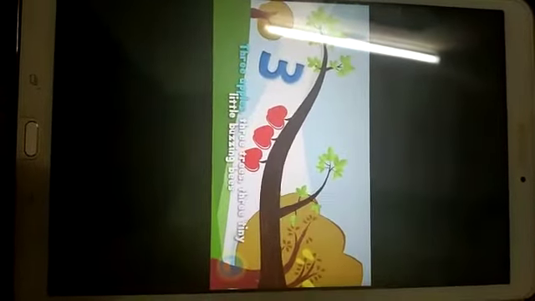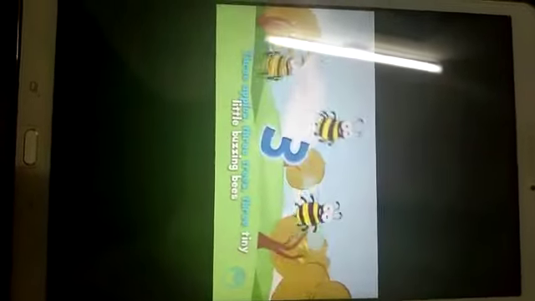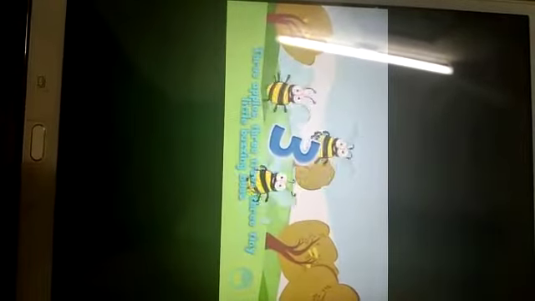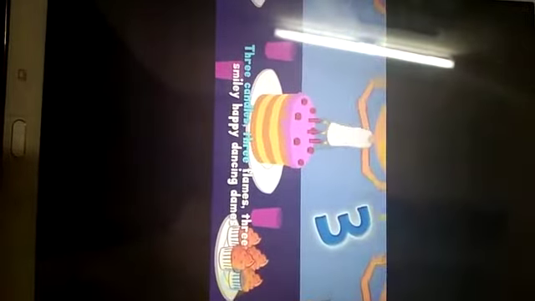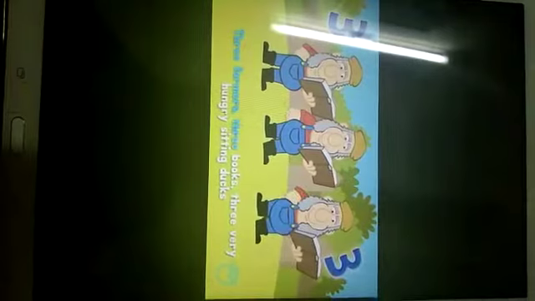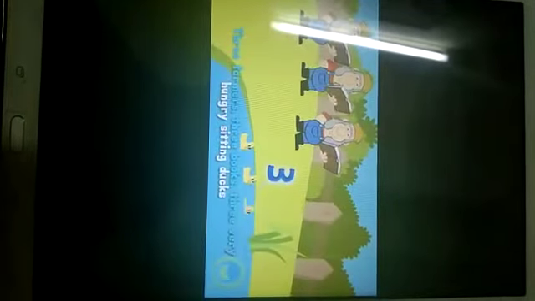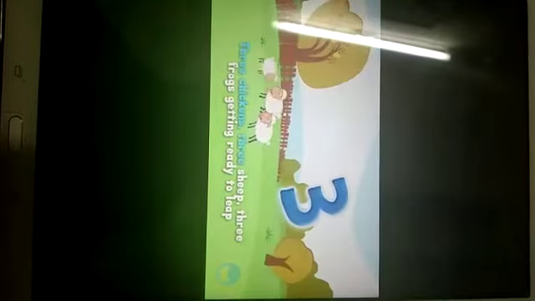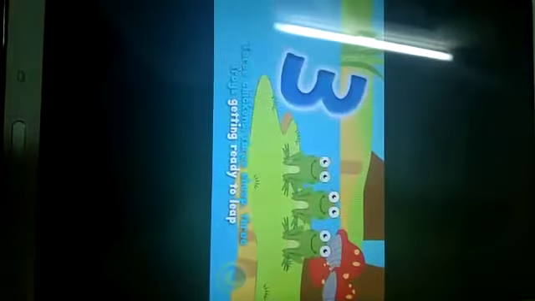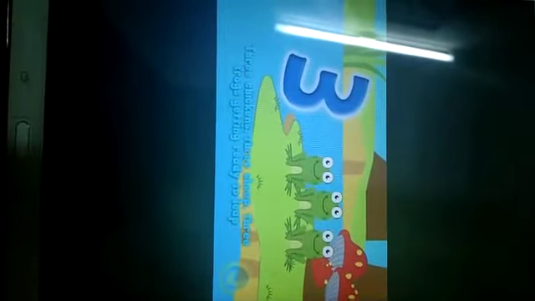3 apples, 3 trees, 3 tiny little buzzing bees, 3 tables, 3 chairs, 3 monkeys jumping over there, 3 candles, 3 flames, 3 smiley happy dancing dames, 3 farmers, 3 books, 3 very hungry sitting ducks, 3 chickens, 3 sheep, 3 frogs getting ready to leap.